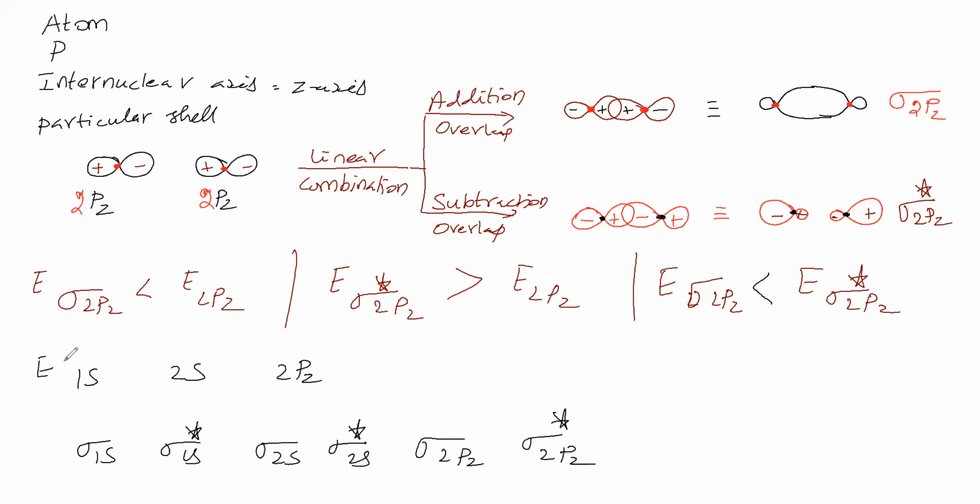Now the energy of atomic orbitals: 1s is less than 2s, which is less than 2p. Now the energy of molecular orbitals: sigma 1s is less than sigma star 1s, sigma 2s is less than sigma star 2s. Then sigma star 2s and sigma 2pz, 2pz will have higher energy. Sigma star 2pz will have still higher energy than sigma 2pz. This is the energy order of molecular orbitals.